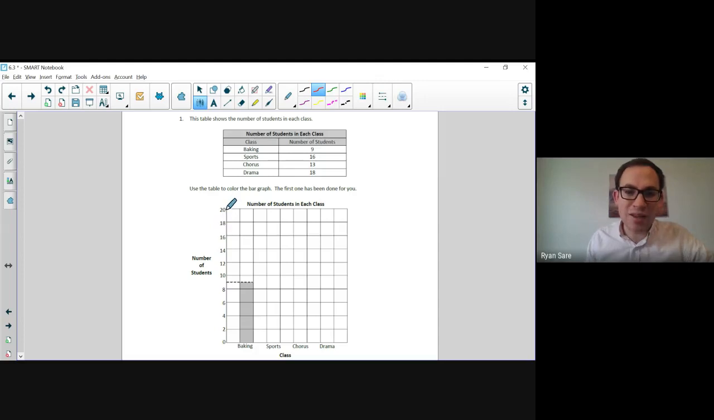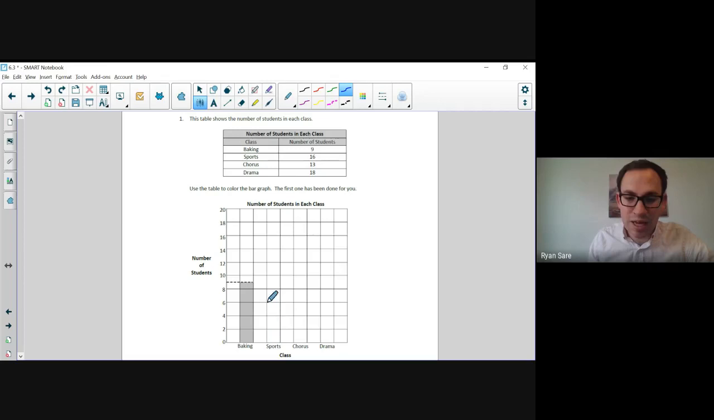If I look over here at the scale for the scaled bar graph, it looks like the scale goes up by 2: 2, 4, 6, 8, 10. Since there were 9, they put it right in between 8 and 10. So if I were to do the next one, I'm going to do it in blue so it stands out. Sports. There were 16 students in sports class.